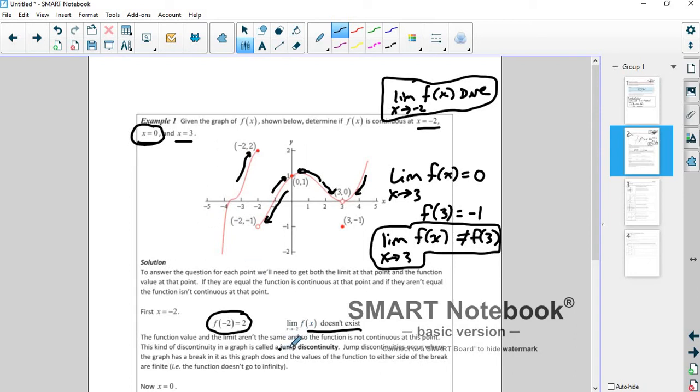Don't worry about the terminology. Don't worry about jump continuity or any of that kind of stuff. Don't worry about that terminology. We're just talking about the three-part definition.